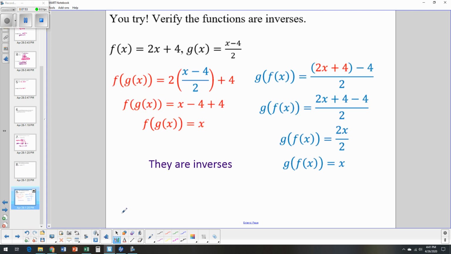All right, I showed you all the work this time. So if we did f of g of x, we get x. If we did g of f of x, we get x. So yes, they are inverses.